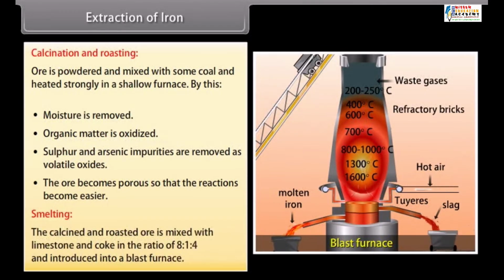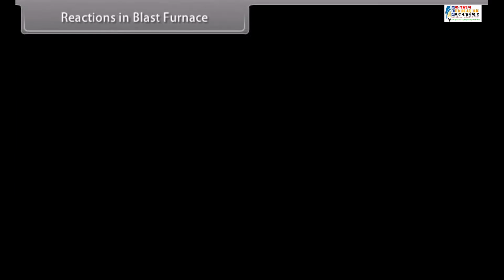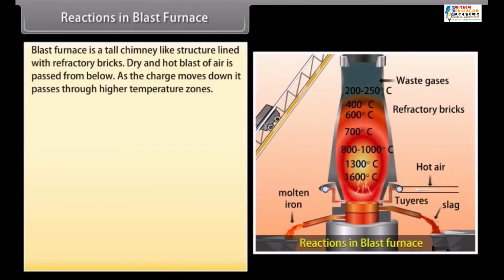Smelting. The calcined and roasted ore is mixed with limestone and coke in the ratio of 8:1:4 and introduced into a blast furnace. Reactions in blast furnace. Blast furnace is a tall chimney-like structure lined with refractory bricks. Dry and hot blast of air is passed from below. As the charge moves down, it passes through higher temperature zones.